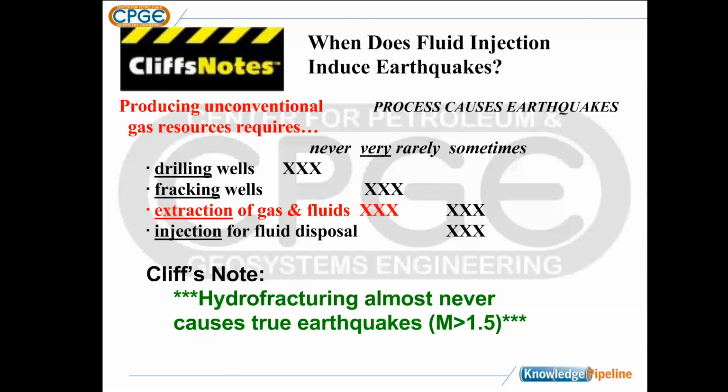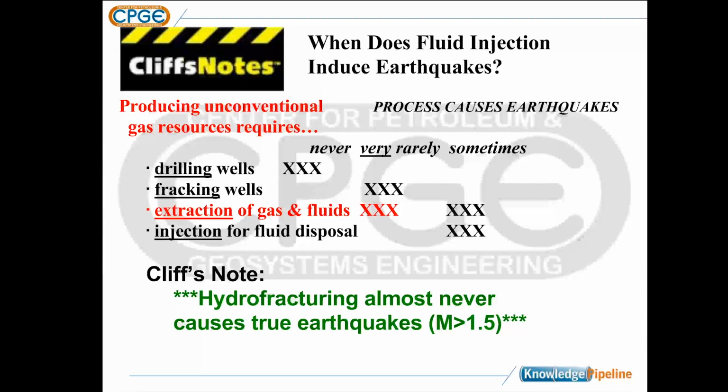Okay, now let's back up a minute and ask, when might fluid injection cause earthquakes? The process of producing natural gas from tight gas shales like the Barnett Shale involves 4 steps. You have to drill a well. You have to frack the well to increase the permeability so the gas will flow out. You have to extract the gas, and when you do that, you'll get some frac fluid and other fluids back. And then the fluids that you don't want, you have to dispose of in an injection disposal well.